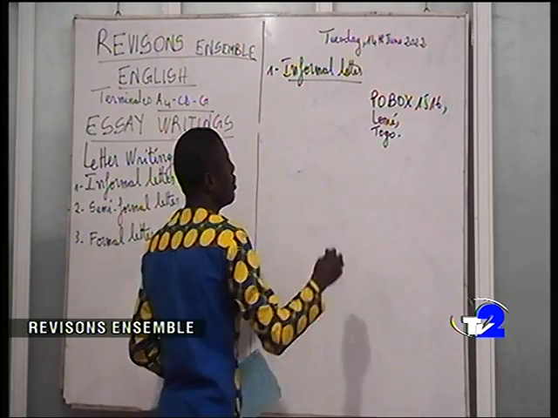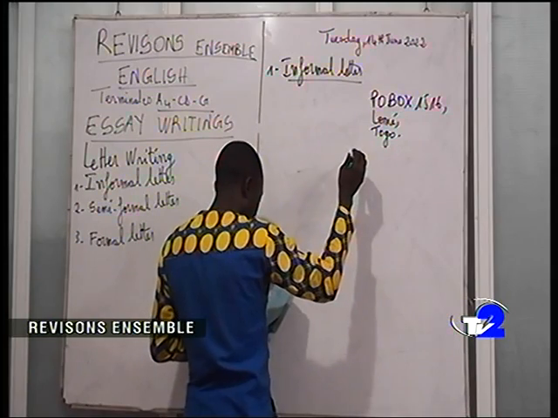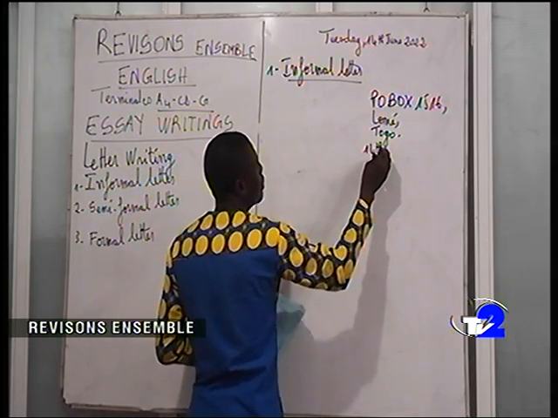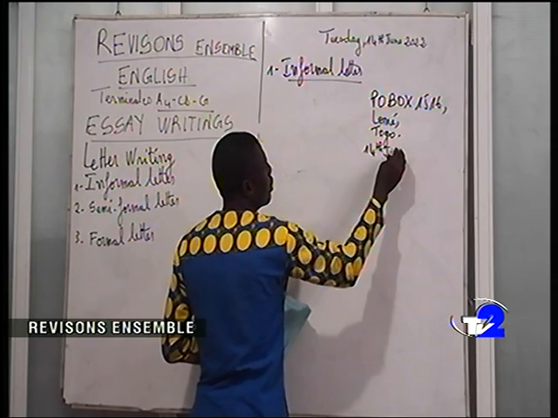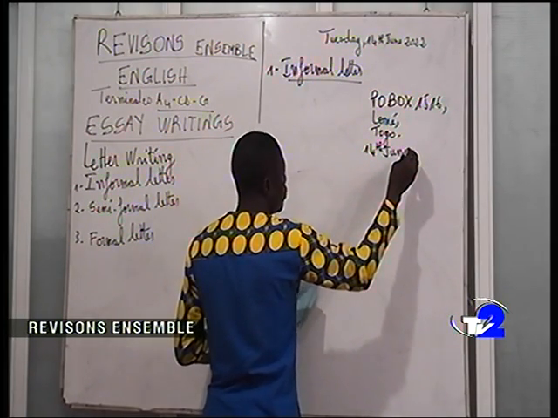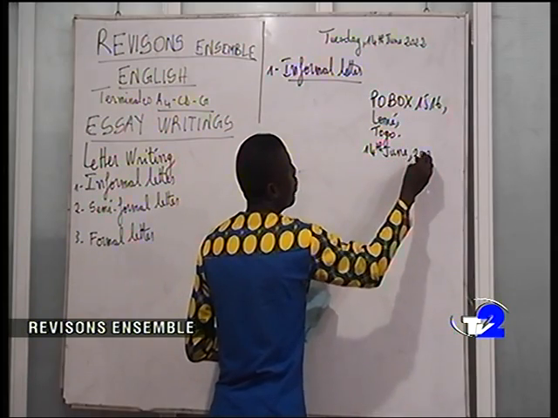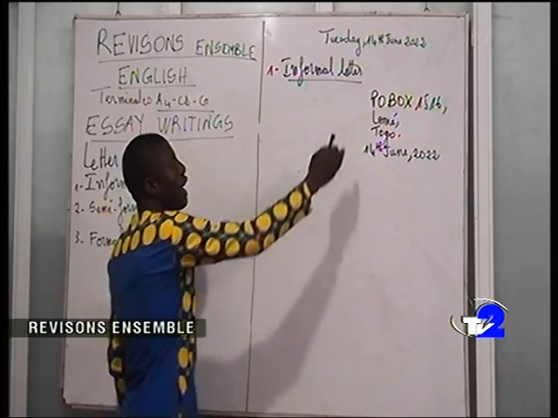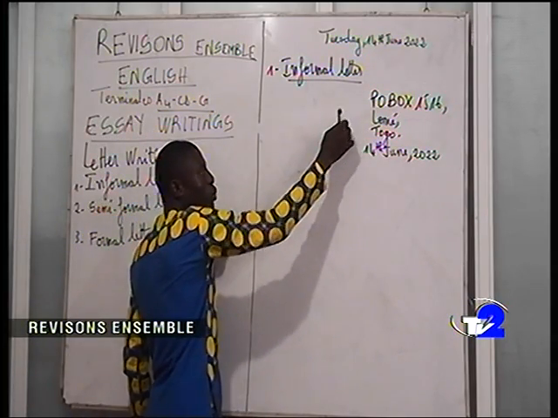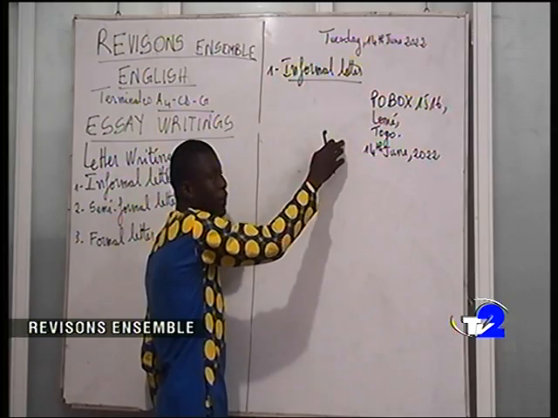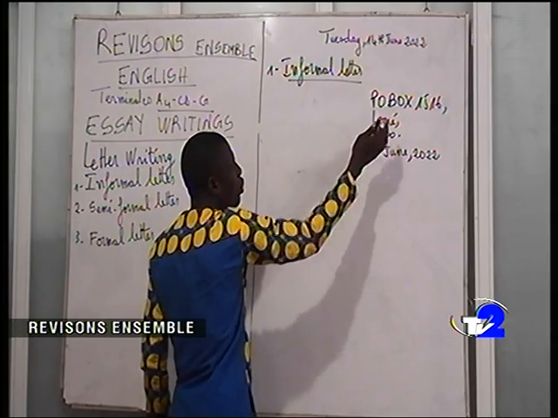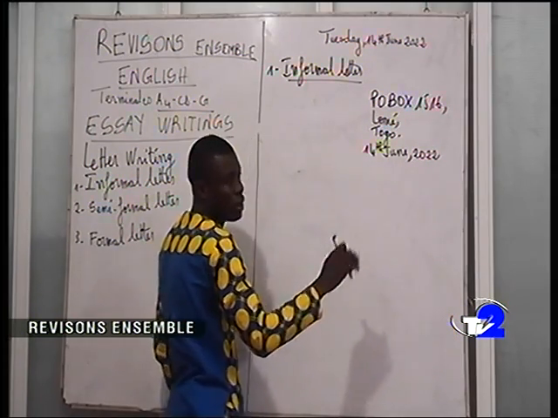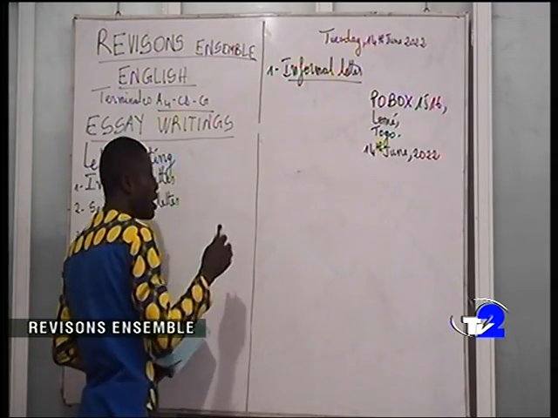Now the date. Today is Thursday. You don't write Thursday, but you say the 14th June 2022. That is your address. You don't put your name there. Never put your name. That is your address: PO Box, Lomé, Togo, 14th June 2022. Finish. Now you come to the greeting.